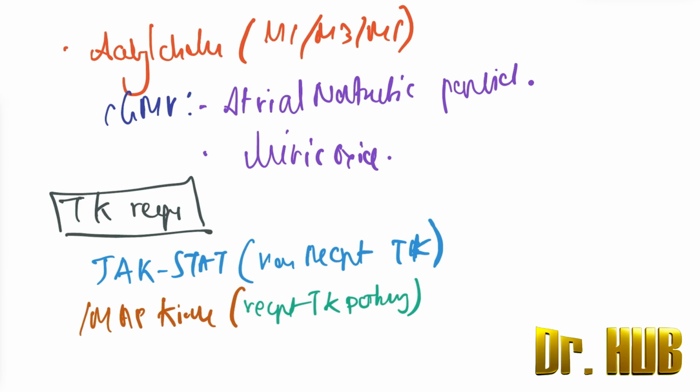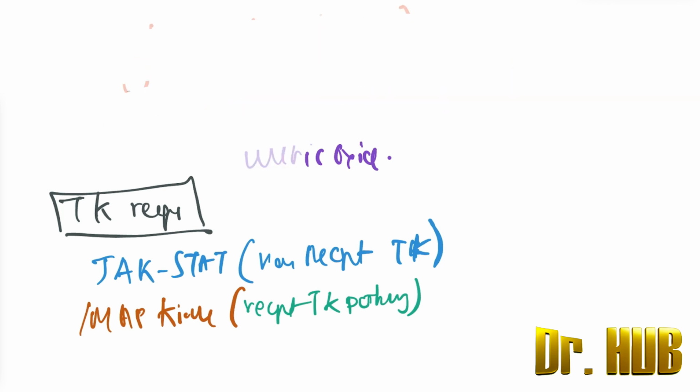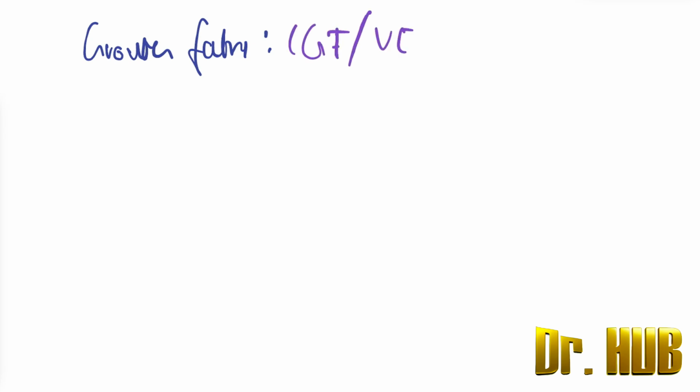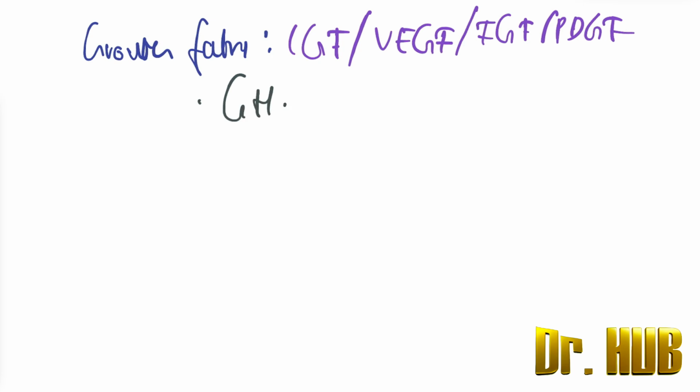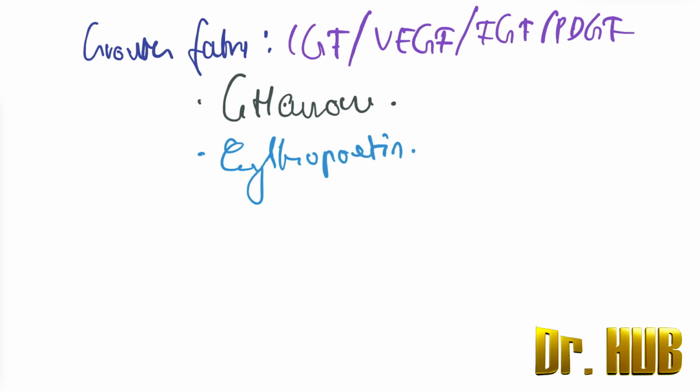It also includes the growth factors. The growth factors include IGF, VEGF, then FGF and PDGF. Then it also includes growth hormone and erythropoietin. Then there is also the presence of insulin and prolactin.